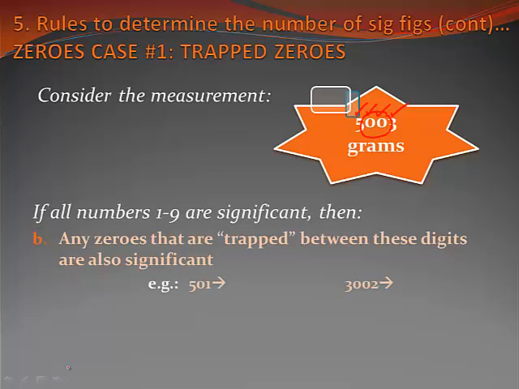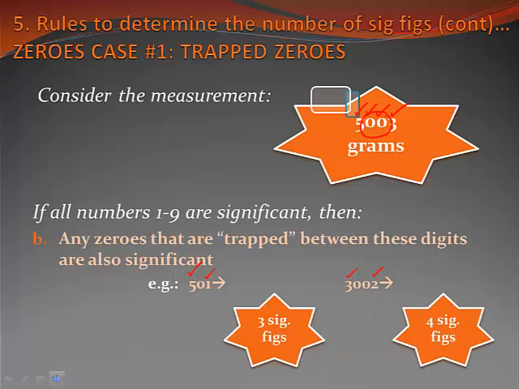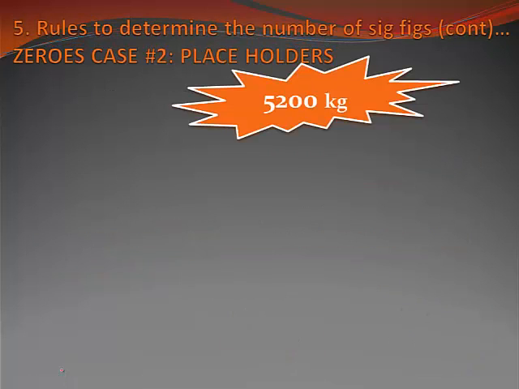So for example, 501: the 5 is significant because it's a number between 1 and 9, and the 1 is significant, which means that the 0 trapped between them is also significant. In 3002, the 3 is significant, the 2 is significant, meaning that the zeros trapped between them are significant, so there are 4 sig figs. So, case number 1 of zeros: trapped zeros are significant.